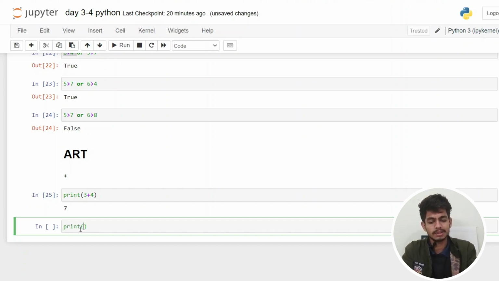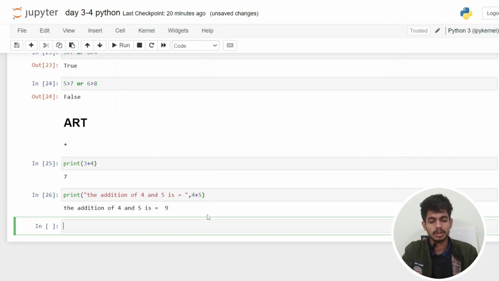If you want to write this in another form, like the addition of 3, 4 and 5, we write 3 plus 4 plus 5, so it will give you the addition of 3, 4 and 5, which is 12.